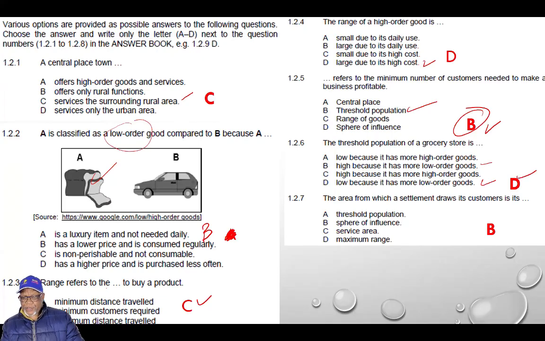The area from which a settlement draws its customers is a what? Is it a threshold population? Is it a sphere of influence? It is a service area, or it is a... So the correct answer there, this will be it is the area. It becomes the sphere of influence, which means this one is correct and all this is incorrect. This one is incorrect and this one is incorrect.